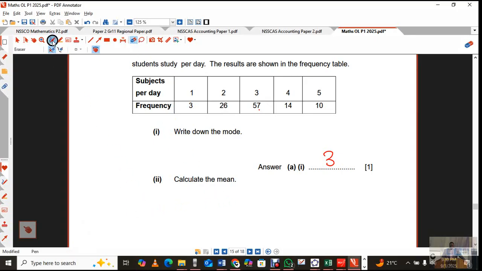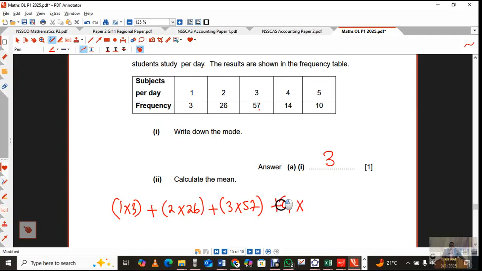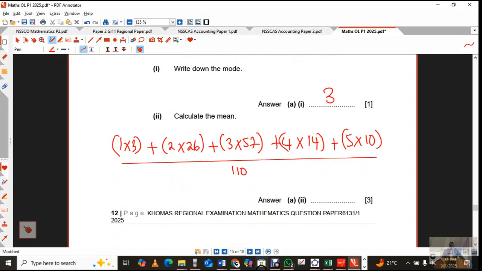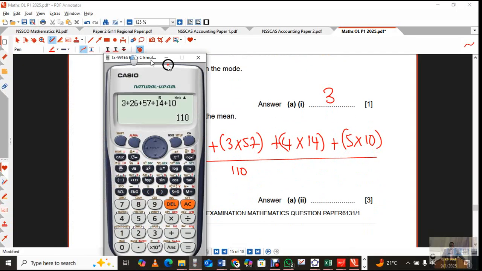So how do you find that? You can say, okay, 1 times 3 plus 2 times 26, because there will be 26 of those, plus 3 times 57, plus 4 times 14, plus 5 times 10, and you're going to divide all of this by 110. Keep on writing the stuff down, because you could be gaining marks for doing that. And make sure that you get the correct answer.